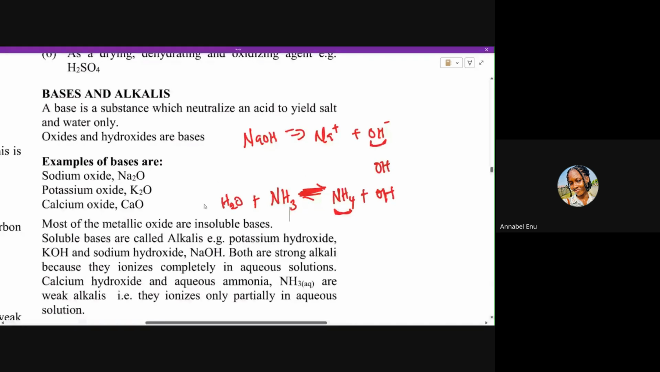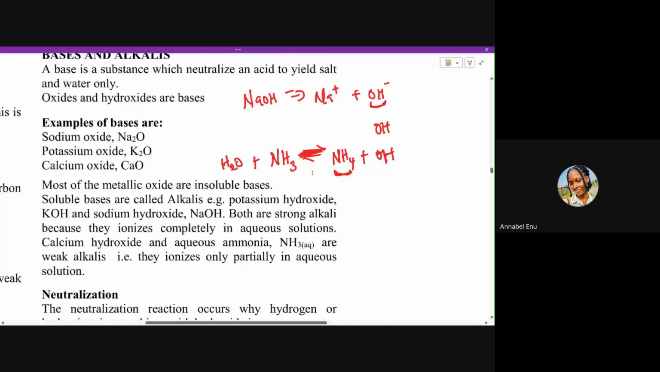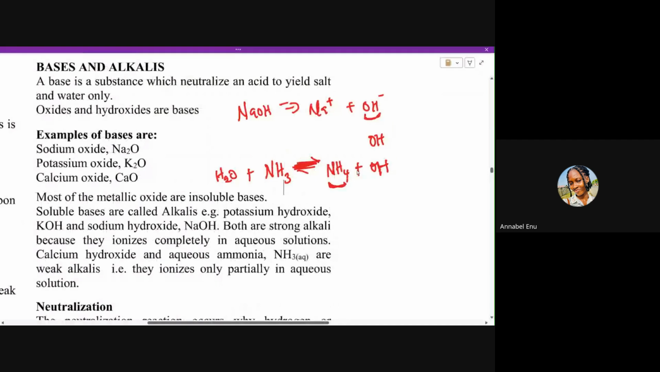Now we can see another way to identify a base. It mustn't have a hydroxide group in it. It can just have an oxide. But when a metal is attached to the oxide, that is when you know that it is a base. For example, sodium oxide. Sodium is a metal attached to oxygen, so it is a base.